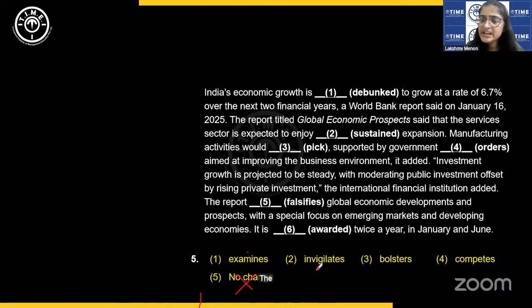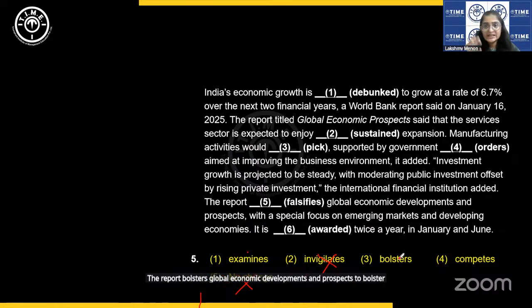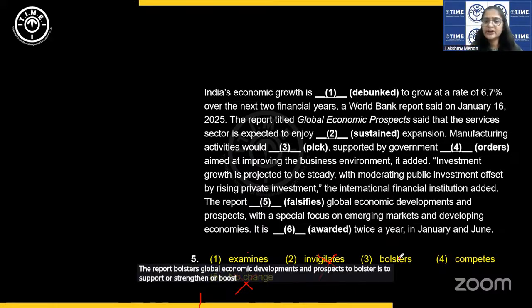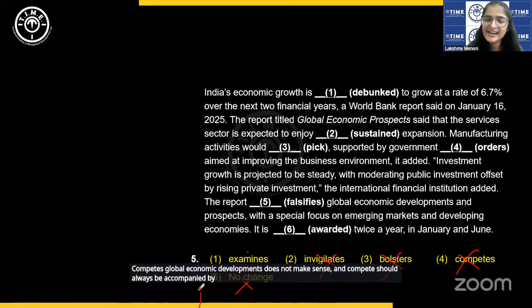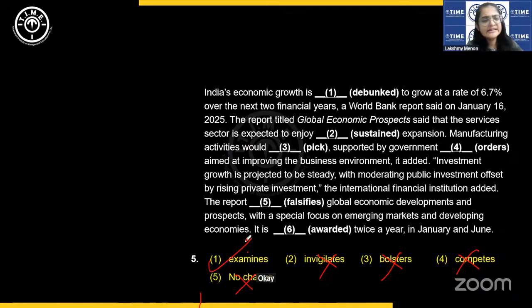The report invigilates. To invigilate is to supervise. That does not make sense. The report bolsters global economic developments and prospects. To bolster is to support or strengthen or boost. The report cannot really boost the developments in global economics. That does not make sense. Competes global economic developments does not make sense, and compete should always be accompanied by with anyway. Okay. Answer is examines.